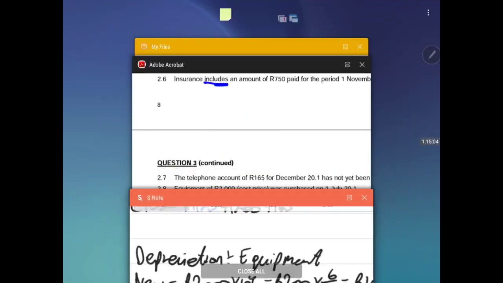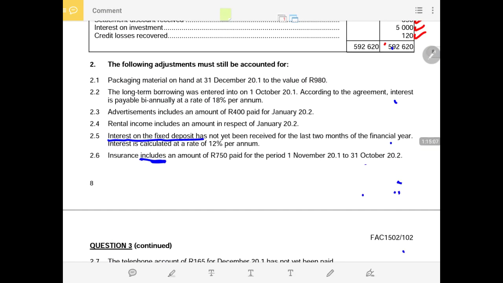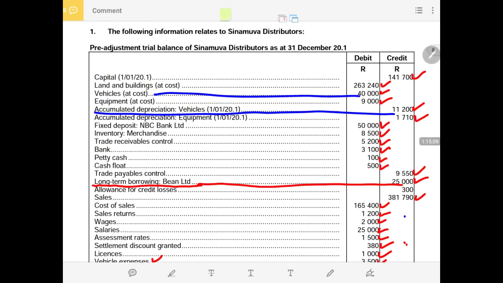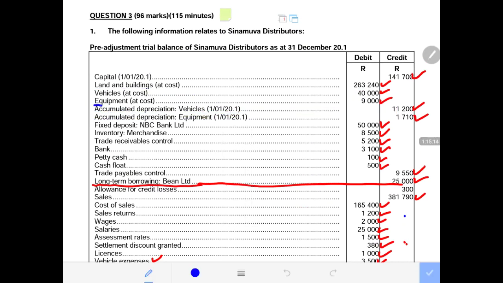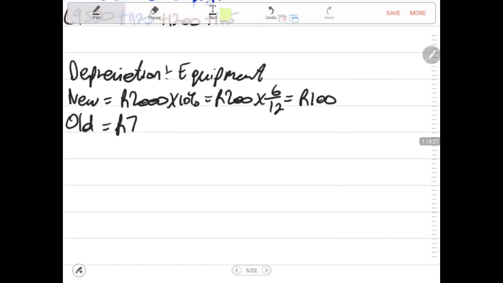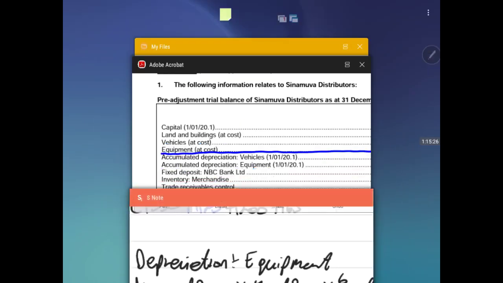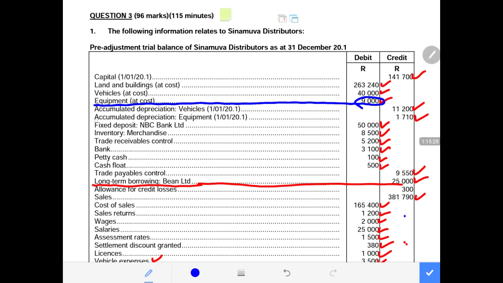The old equipment has a cost that includes the 2,000. That means the equipment of 9,000 includes the 2,000. So that means the old equipment cost is 7,000 minus the accumulated depreciation. Remember, this accumulated depreciation is at the beginning of the year before the new equipment was bought. So the depreciation for the new equipment is not there. Minus 1,710.